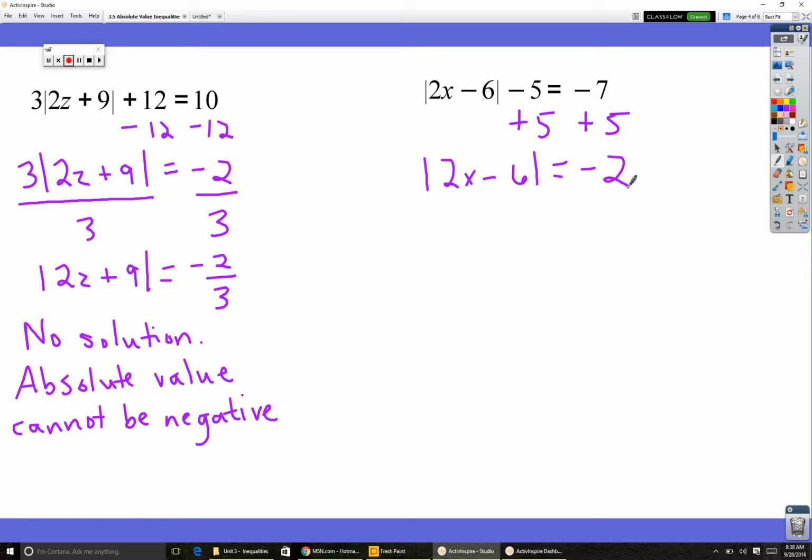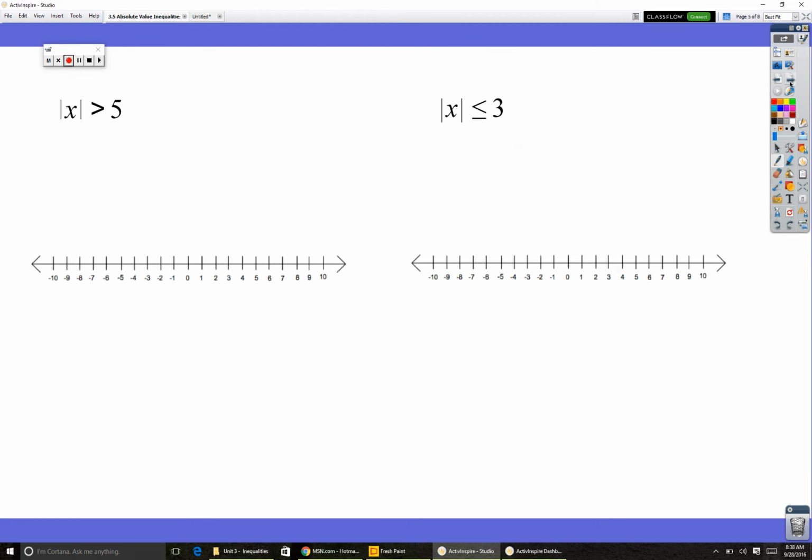Volunteer. Athena? Once again, there'd be no solution. We do nothing because once again, there's no solution. Well said. So absolute value of something cannot be negative, so we stop at that point and we say that there's no solution. Okay. Any questions before we move on to inequalities? Okay, let's move on then.